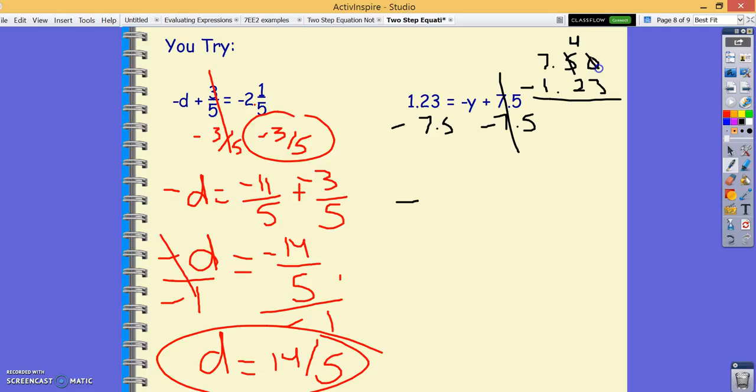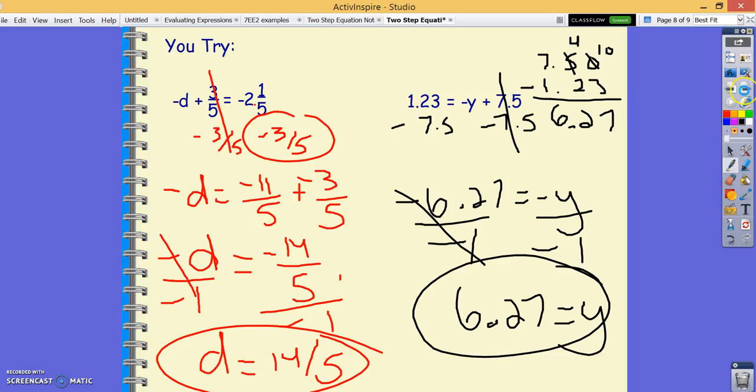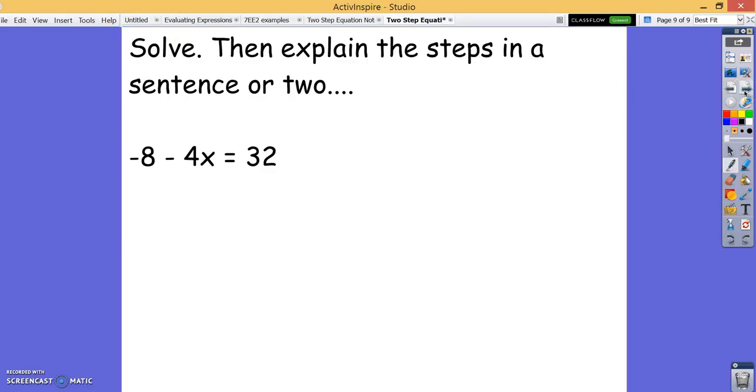So this is going to become a 4 and a 10. 10 minus 3 is 7. 4 minus 2 is 2. And then 7 minus 1 is 6. So this is negative 6.27 equals negative y. And the very next thing I'm going to do is divide both sides by negative 1. And I'm left with 6.27 equals y. Okay, the last thing that I want you to do is solve this and explain in 1 or 2 sentences.